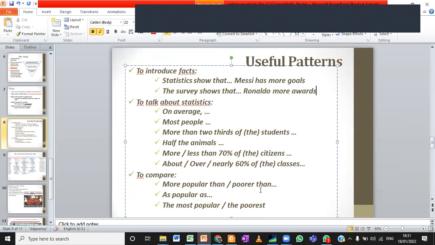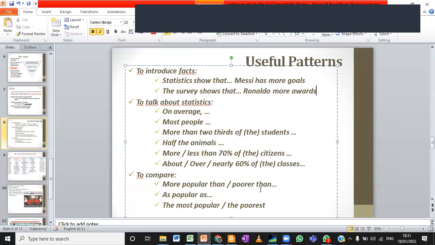Another way is to compare. Atlantic Hall students perform better than Middle Hall students in sports. You see, you compare them. You compare Atlantic Hall with another school, just like Messi and Ronaldo. You compare them. By the time you start bringing facts.